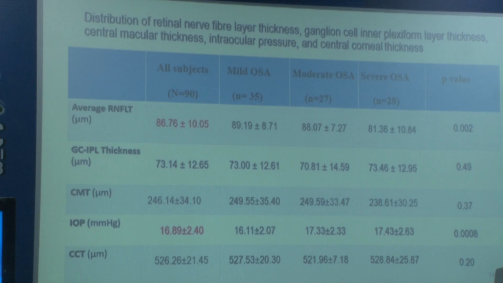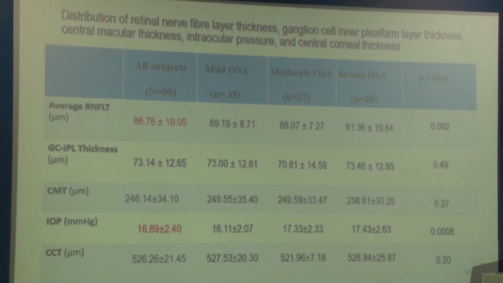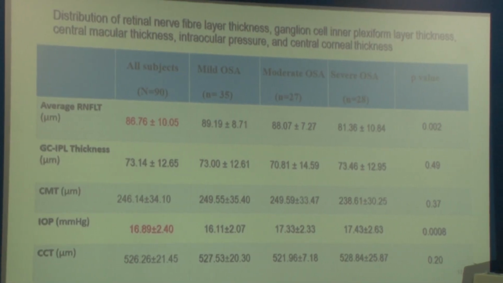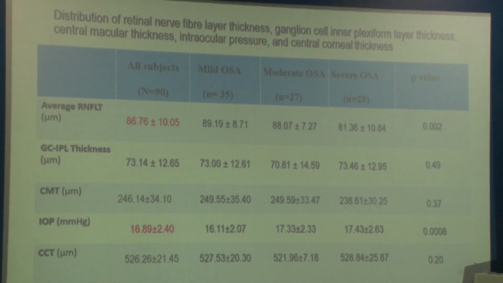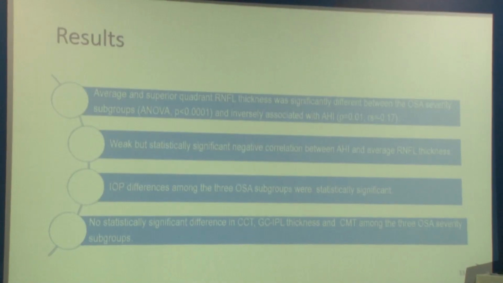If you look at the average RNFL thickness, it was 86.76 microns. And as you go from the mild to moderate category, it decreased from 89 microns to 81.36 microns in the severe category. Similarly, if you look at the intraocular pressures, they were about 16 in the mild OSA group and increased to 17.43 in the severe OSA group.